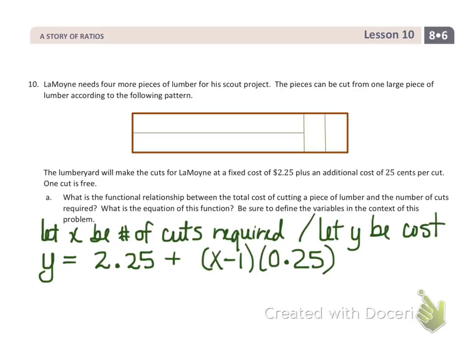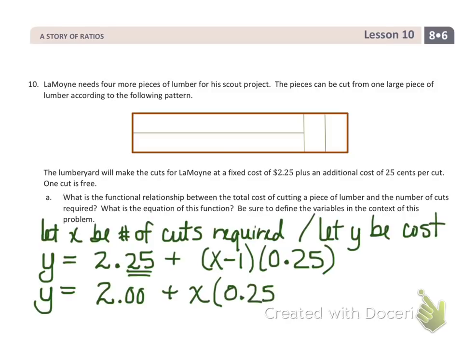Okay, I want to write this another way. I could also think of it this way. Because that first cut is included, I could say I have to pay $2.25, which includes my first cut, plus X times 0.25, or 0.25 times X, however you want to write that.